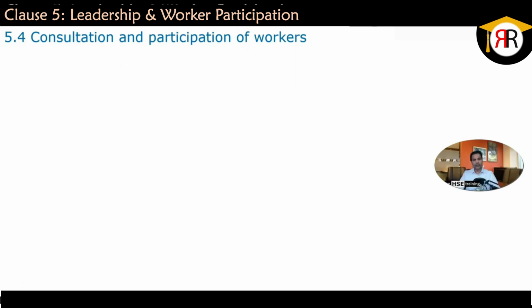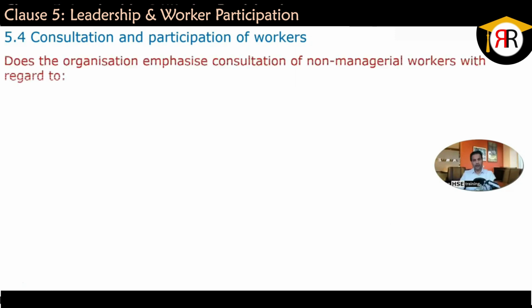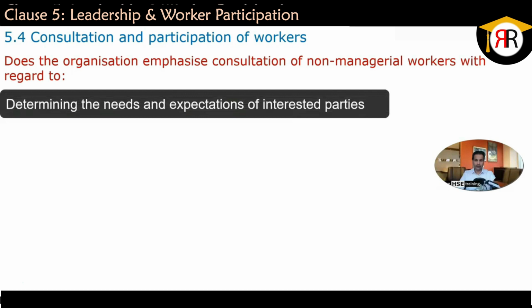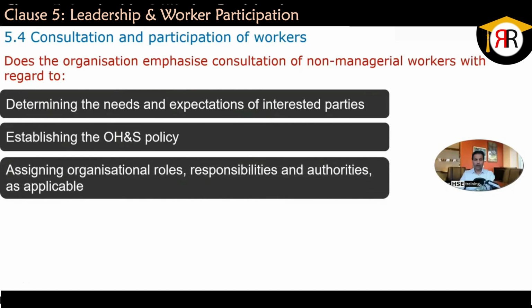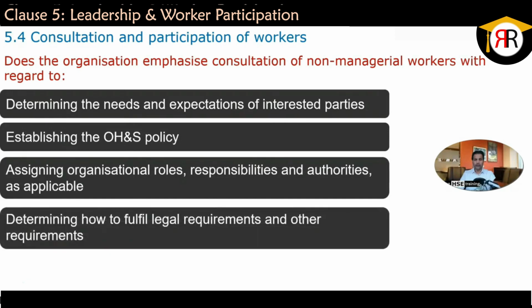Staying with consultation and participation of workers, does the organisation emphasise consultation of non-managerial workers with regard to determining the needs and expectations of interested parties or stakeholders, and also in establishing the policy and assigning organisational roles, responsibilities and authorities as applicable, and also in determining how to fulfil legal and other requirements?